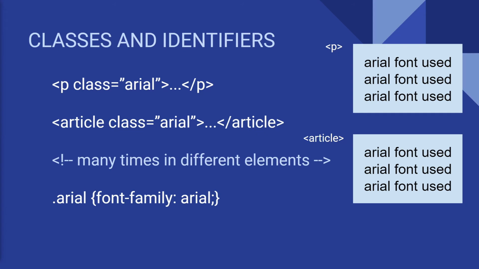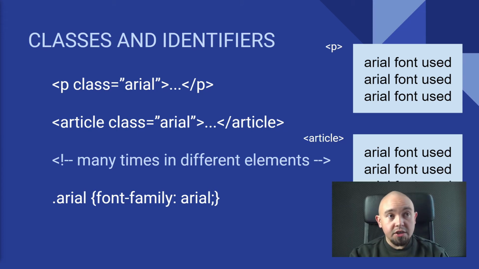But if we want our article to have the Arial font as well, we can easily put our Arial class into our article tag. This is something that couldn't be done if we would use the ID instead of the class attribute. But then we have to remove the P from our selector and leave only the dot at the beginning. In this way, we refer to every element with the Arial class, no matter if it's a p tag, an article, or anything else.